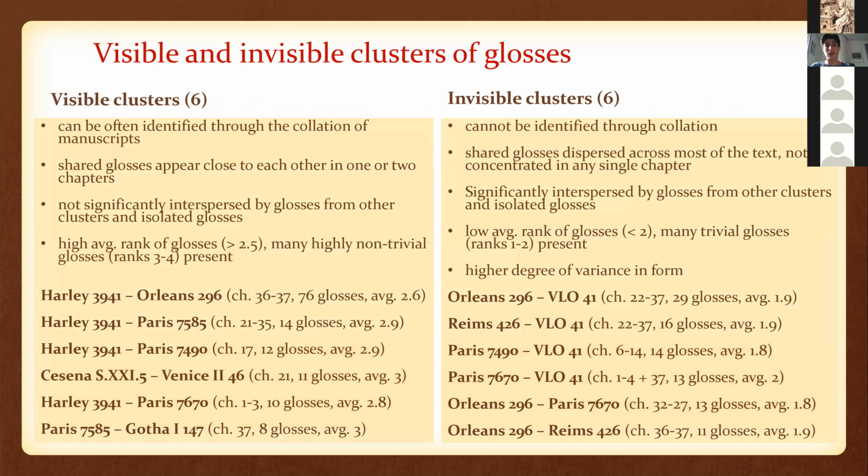Another interesting thing about the clusters is that they come in 2 different varieties, and that becomes quite obvious after a bit of analysis. We have what may be called visible and invisible clusters. Visible clusters are of the kind that a good philologist would also notice, and they can be seen from collation of the manuscript. The main reason for this is that they concern smaller segments of text. They appear close to each other. They are not interspersed by glosses from other clusters or isolated glosses, and they usually concern smaller sections, such as 1 or 2 chapters.